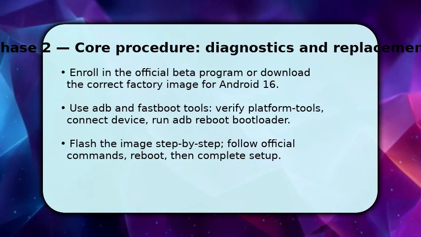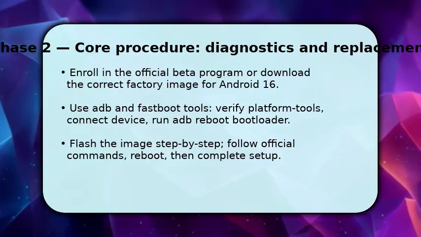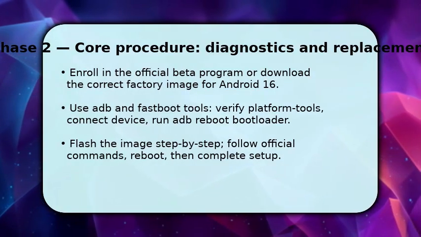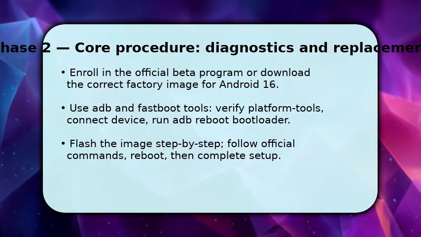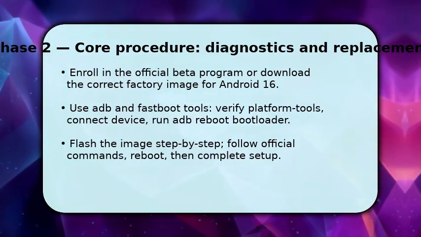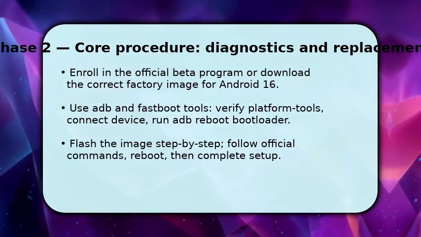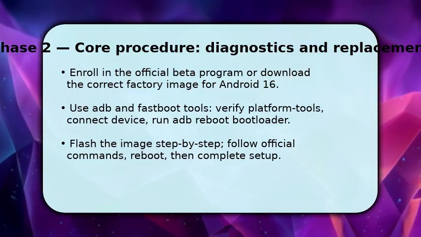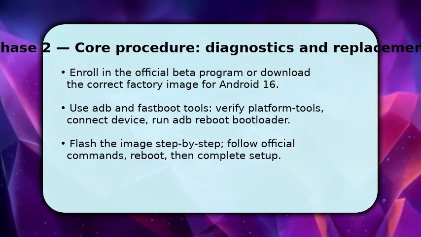You next enroll or obtain the Android 16 beta image, choose the official beta program when available, or download the exact factory or OTA package for your model. Once you have the files, install Google Platform Tools and verify ADB/fastboot detect your device.